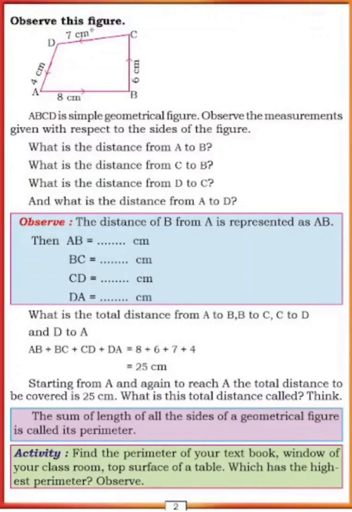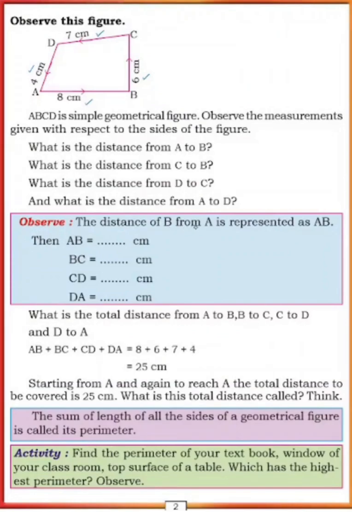Observe this figure. Side AD, the side AB, side BC and the side CD. ABCD is simple geometrical figure. Observe the measurements given with respect to the sides of the figure. What is the distance from A to B? What is the distance from C to B? What is the distance from D to C? And what is the distance from A to D?